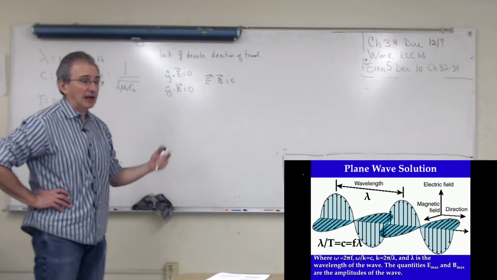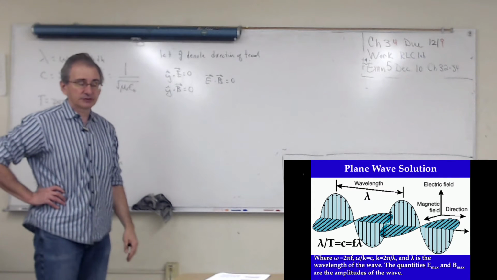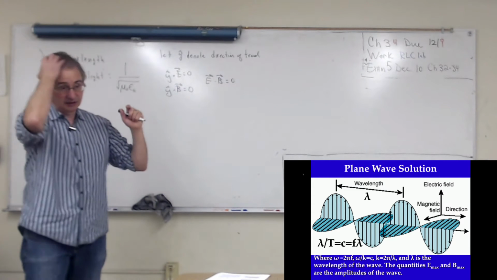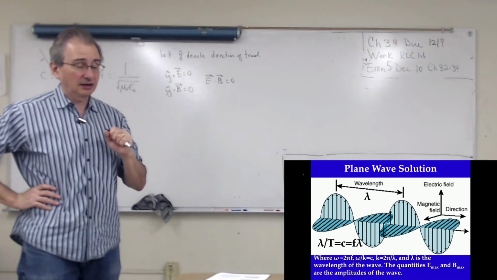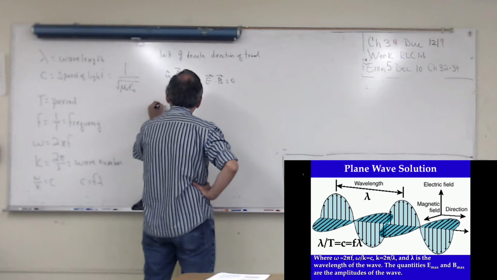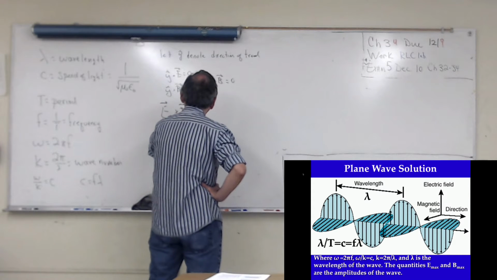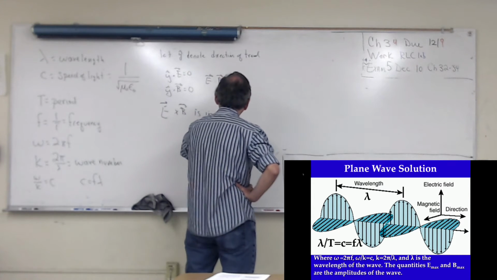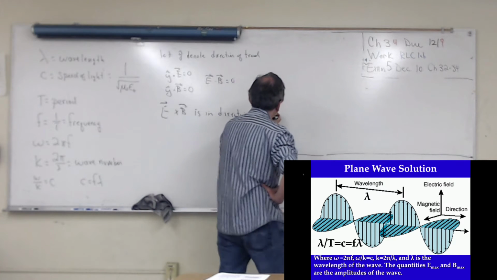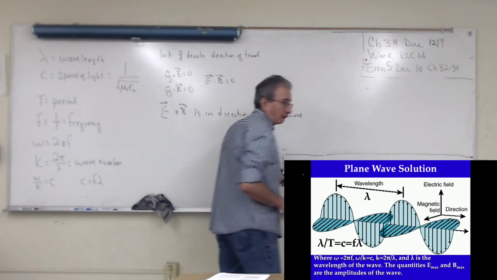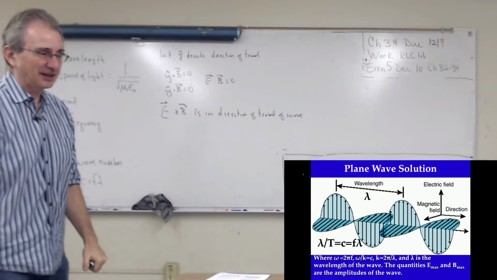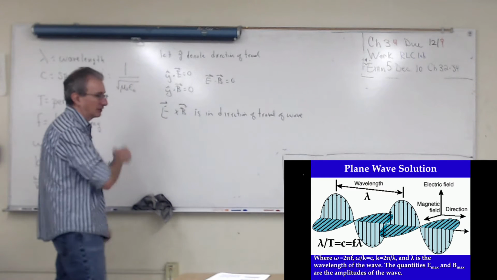Okay. And then E max and B max are basically the amplitude of the waves. In fact, E, B, and the direction of travel form a right-handed coordinate system. In fact, E cross B is in the direction of travel of the wave. And we'll find out that this cross product is useful for us. Okay, it actually has some physical meaning. We'll find out in a little bit.